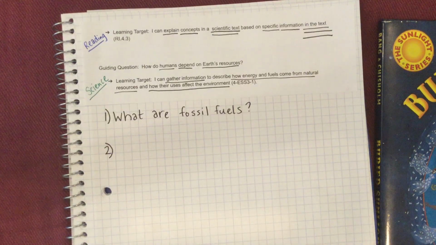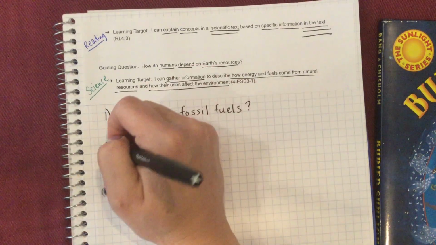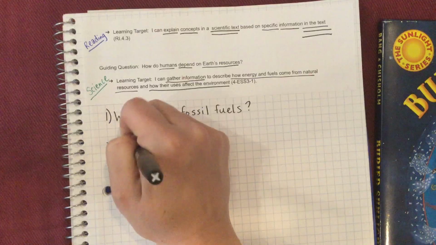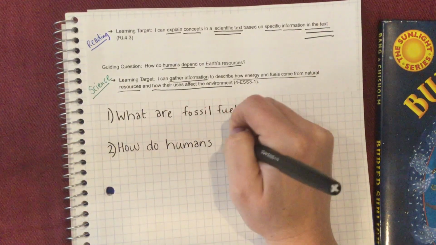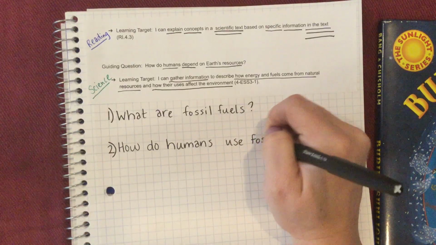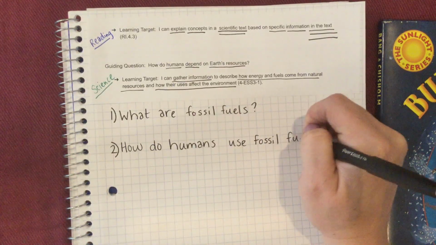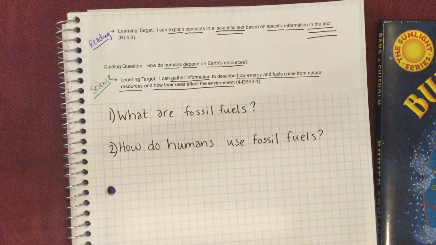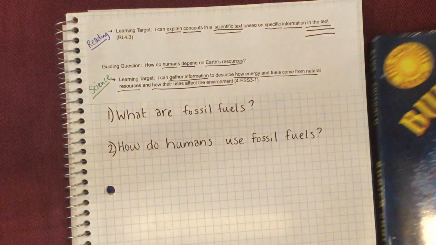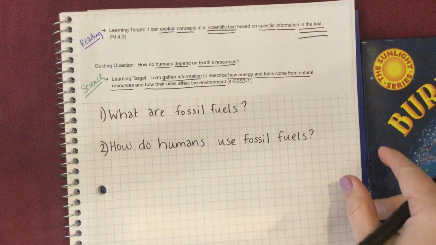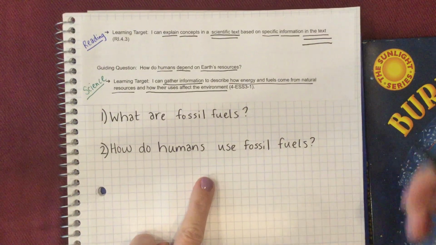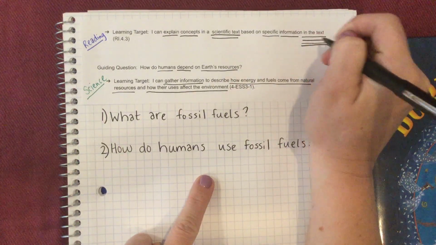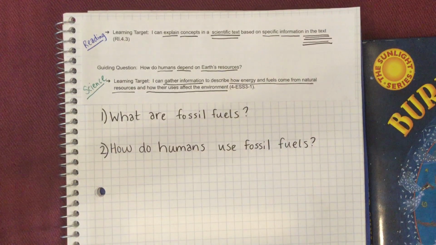And so the second question that we are going to answer is, how do humans use fossil fuels? So that is your second question that you are going to answer using the text. Please do not give me an answer from your brain or from your big sister or from Google. This answer should come from, that's right, it should come from the text.